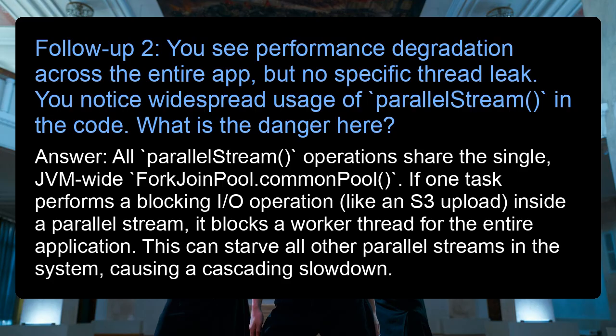Follow-up 2. You see performance degradation across the entire app, but no specific thread leak. You notice widespread usage of parallelStream() in the code. What is the danger here? Answer: all parallelStream() operations share the single JVM-wide ForkJoinPool.commonPool(). If one task performs a blocking I/O operation, like an S3 upload, inside a parallel stream, it blocks a worker thread for the entire application. This can starve all other parallel streams in the system, causing a cascading slowdown.